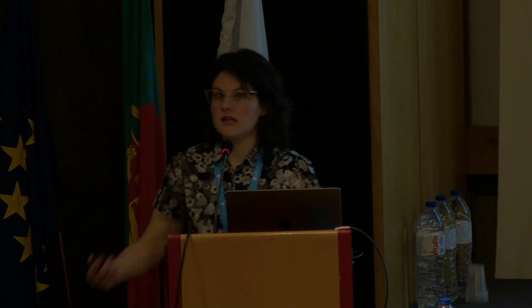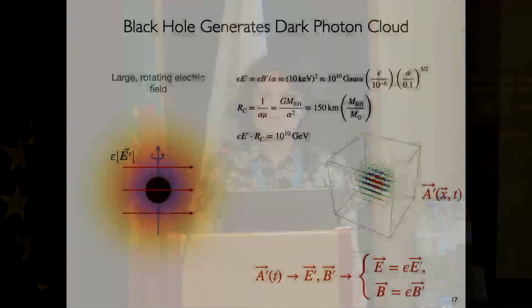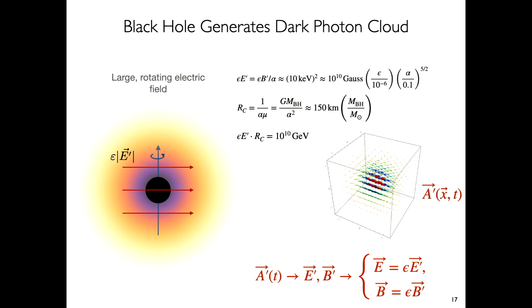So the dark photon field will always be associated with a dark electric field and a dark magnetic field. But in the presence of a non-zero epsilon, those dark electric fields can accelerate charged particles, and the dark magnetic fields can bend charged particles, so our electrons, just with a smaller effective charge.